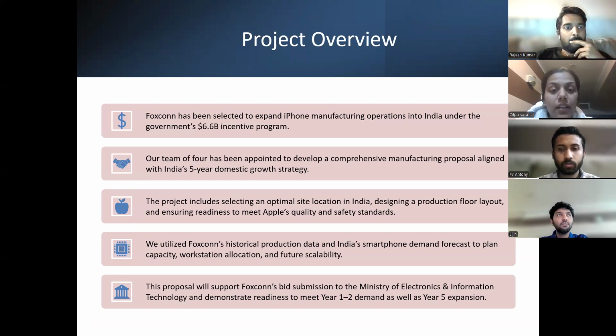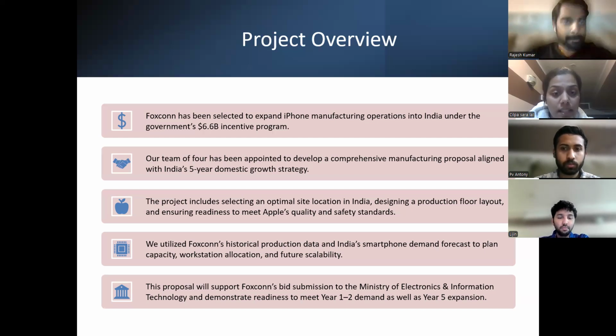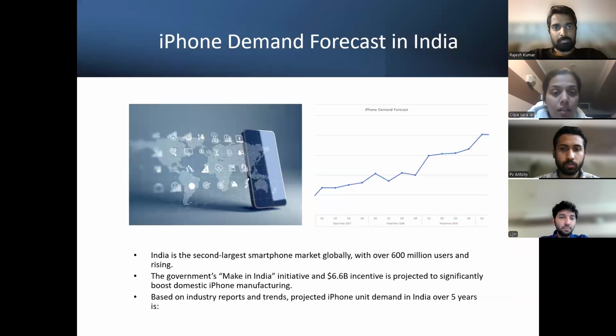So we looked at where the best place in India would be to build the factory. We also designed how the production floor should be laid out and made sure the plan meets Apple's high standard of quality and safety. To make smart decisions, we studied Foxconn's past production data and checked smartphone demand in India. This helps us figure out how many workers and machines will be needed and how the factory can grow over time.